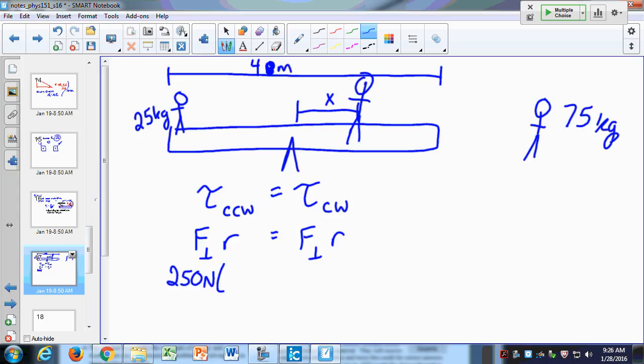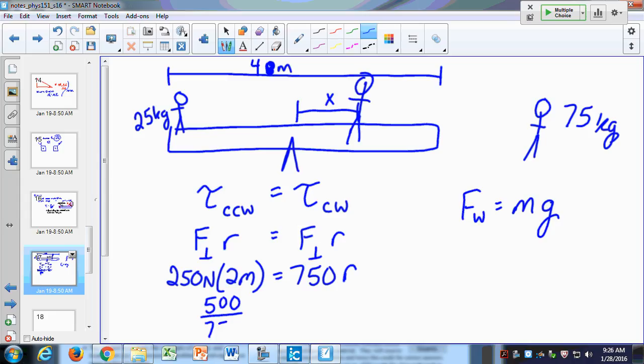My R value, what's R for him? Two meters, thank you. And what is my weight? 750, right? Remember, the force weight is just M times G. And R is what I want to find. So I have 500 divided by 750. That's equal to R. What is that? It's like two-thirds, like 0.7 meters.